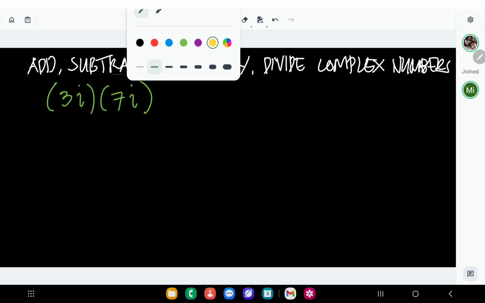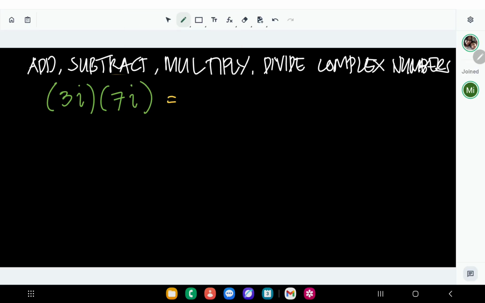So we just multiply them. When we multiply the real numbers and then the imaginary numbers. In this case, we don't have an operator sign, we don't have addition or subtraction in between. So we can just simply multiply. So 3 times 7, this is 21. Right? And then i times i is i squared.